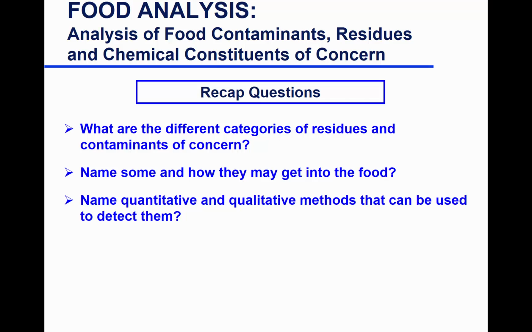So how they may get into food, we talked about that. Name quantitative and qualitative methods. What are some of the very common methods that we talked about last time? We listed them like several times. Yeah, we used a lot of GC, a lot of LC coupled with MS. Most of the methods are really coupled with MS, given that we need low detection levels.